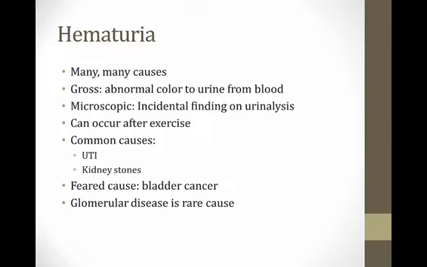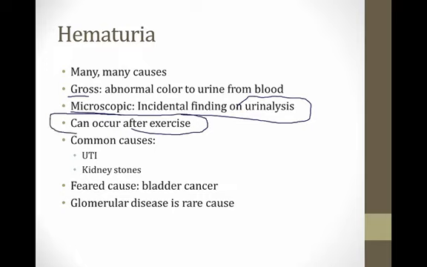We call hematuria gross when the urine changes color, and we call it microscopic when the urine has normal color, but if you look at it under the microscope with urinalysis, you can see evidence of red cells. Hematuria can occur after exercise in normal kidneys. We don't know why this happens, but some patients, when they exercise strenuously, will develop hematuria. And very common causes of hematuria are urinary tract infections and kidney stones. The feared cause of hematuria is bladder cancer, and then, as I said before, glomerular diseases are very rare.